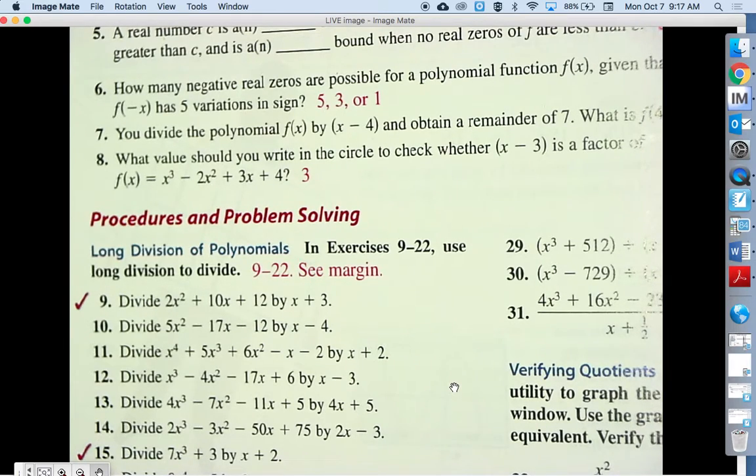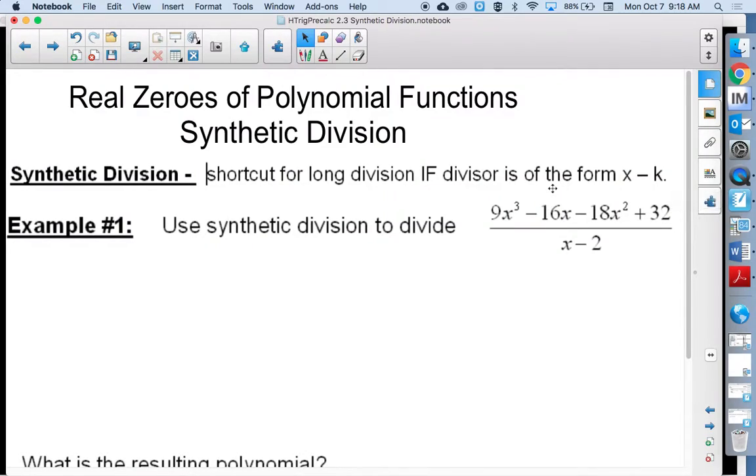So we are going to talk about synthetic division today, which I think you'll like. If you didn't love long division as much as I do, in your notes, we're continuing with section 2.3. So if you can turn to section 2.3, still talking about real zeros, but looking at synthetic division.